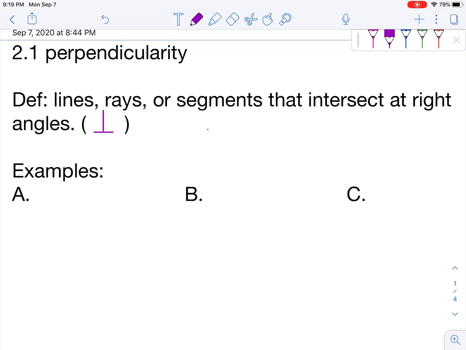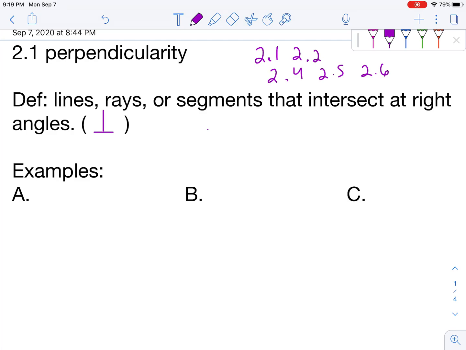So just as a reference, we are going to do a little bit of chapter 2. We're going to go into 2.1, 2.2, 2.4, 2.5, and 2.6. However, we're not going to get into the proofs of this yet. We're just going to be talking about vocabulary. So we're just going to kind of touch on these topics of vocabulary.